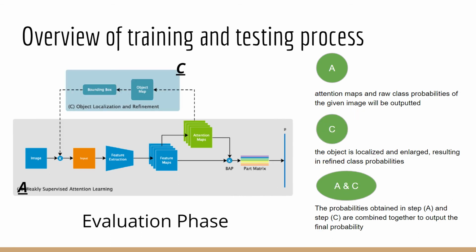The testing process also contains 2 steps. First, the object's category probability and attention maps will be outputted from the raw image by part A. Secondly, the object will be located according to part C and then be enlarged to refine the category's probability. Finally, the above 2 probabilities will be combined as the final prediction.